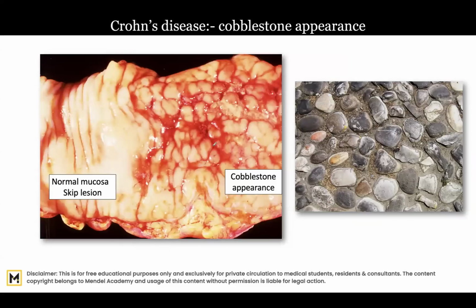So this is the cobblestone appearance. Now, as I said, there are skip lesions in Crohn disease. So you have a segment of normal mucosa here, and then you have this cobblestone appearance. Cobblestones are basically pavement. If you have traveled to smaller towns, or to Europe in particular, the roads are all paved with cobblestones. So you can see a similar appearance here. It's a very classic cobblestone appearance. If you look at these areas, classic cobblestone appearance.